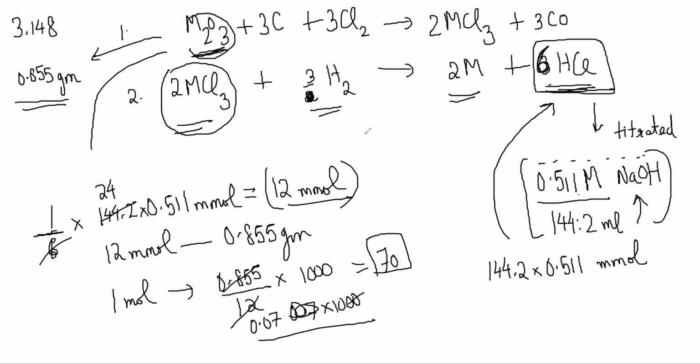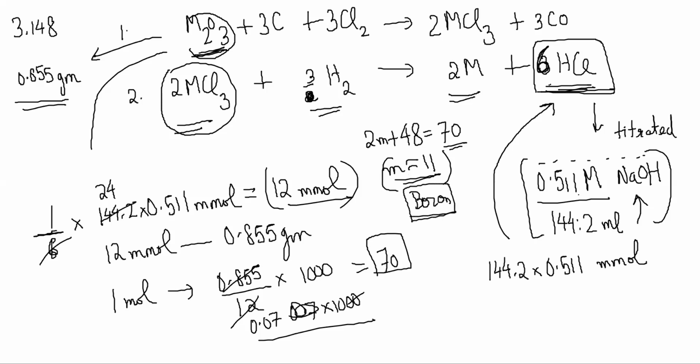So M2O3, that is 2M plus 48, is equal to 70. So 2M is almost 22, and M is almost 11. 11 is a weird number. Carbon is 12, so 11 will be boron. Yes, boron.